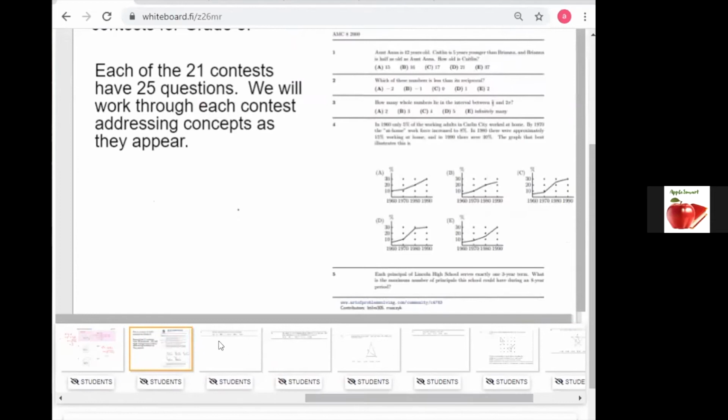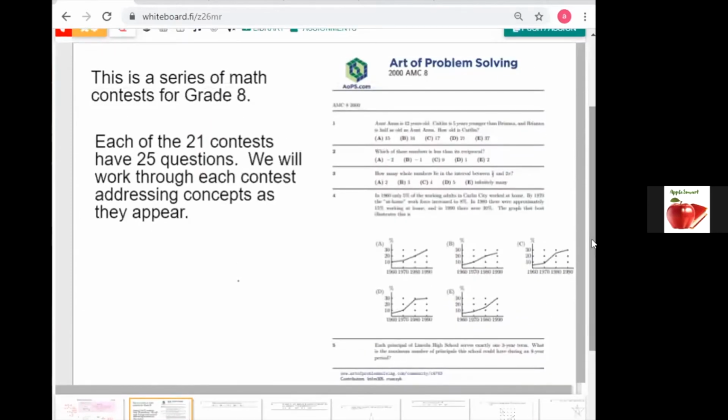It depends on the students. It depends on where they're at. And there's lots of concepts in here. And I think what I would be doing is ensuring that you have the contest ahead of time. And then we'll work through it together.